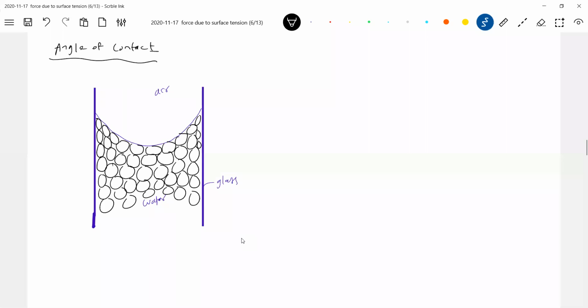Glass will also have molecules. So if you look at the free surface, and this layer is a free surface, look at the free surface, how it is. It is spherical, no? Why is it in a curved shape? This is what we are trying to explain now.